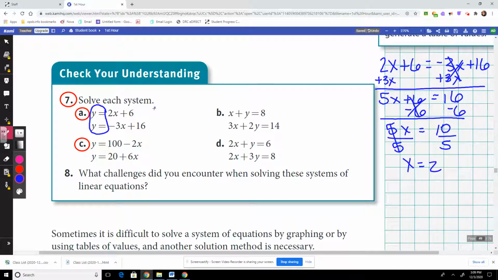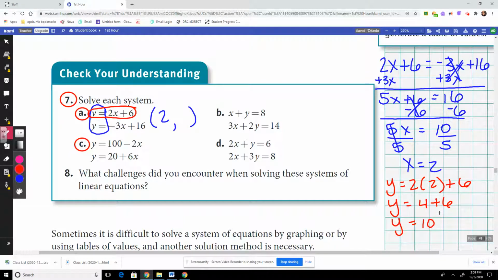So the ordered pair of the point in which these two lines intersect is going to be where x is 2. How do I solve for y? I can solve for y by taking that x equals 2 and substituting into either one of these equations. I'm going to pick the top equation only because it's easier than dealing with a negative. So y equals 2 times 2, plus 6. Y equals 4 plus 6, so y equals 10. So the ordered pair where these two lines intersect is at (2, 10).